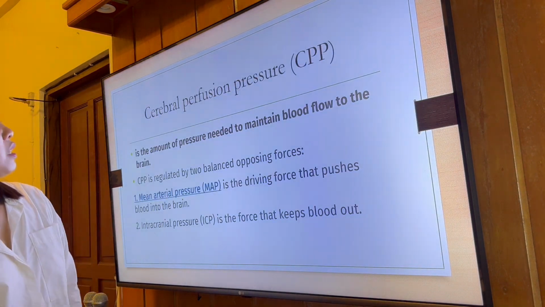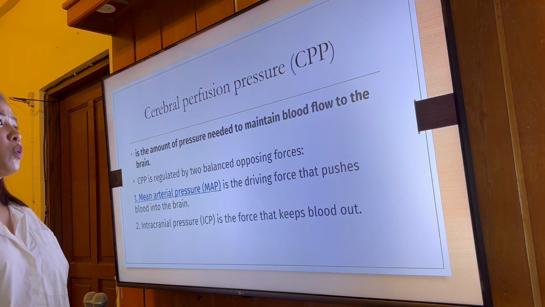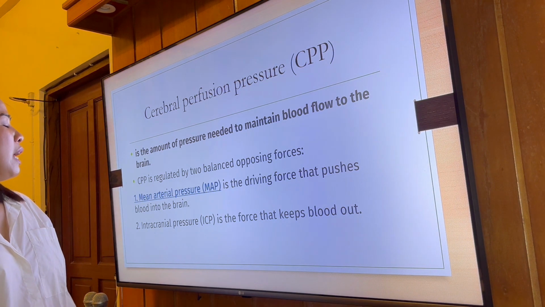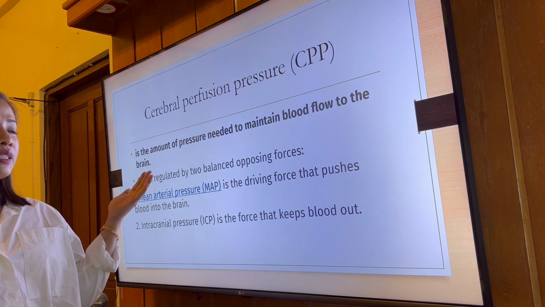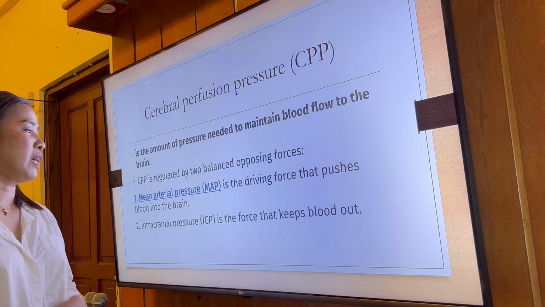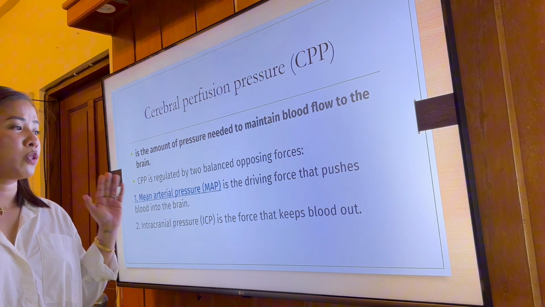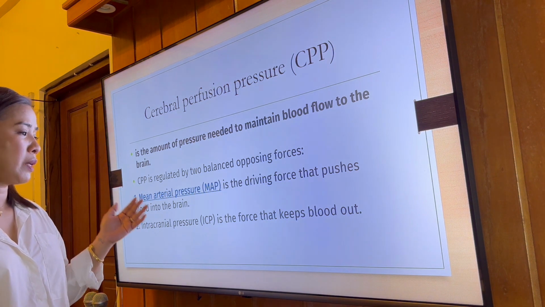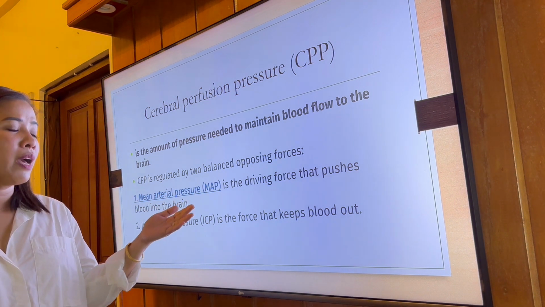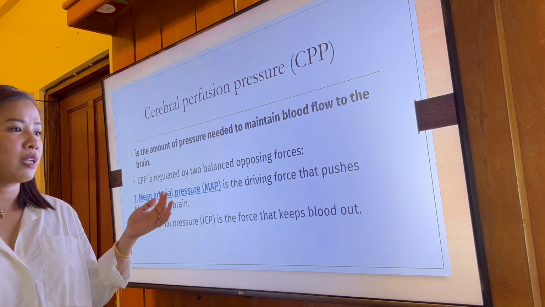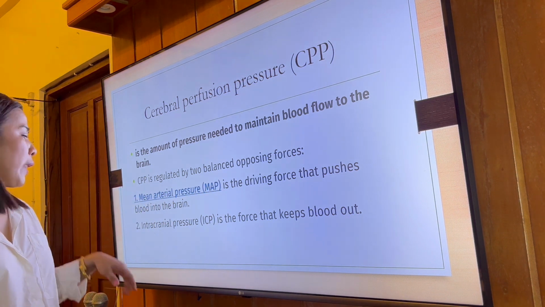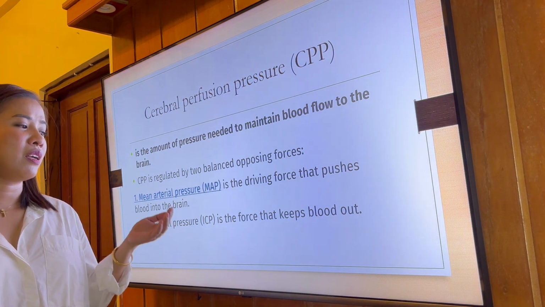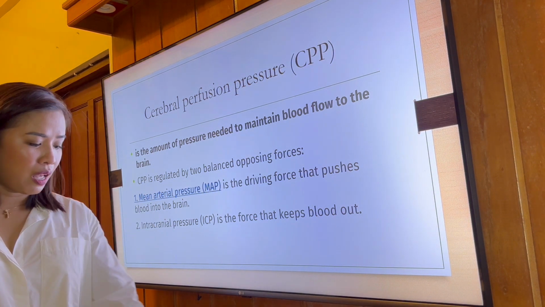So one of our responsibilities is to monitor cerebral perfusion pressure. What is CPP? It is the amount of pressure needed to maintain blood flow to the brain. And CPP is regulated by two balanced opposing forces. These are mean arterial pressure, which is MAP. This is the driving force that pushes blood into the brain. And intracranial pressure, which is our ICP, is the force that keeps the blood out of the brain.